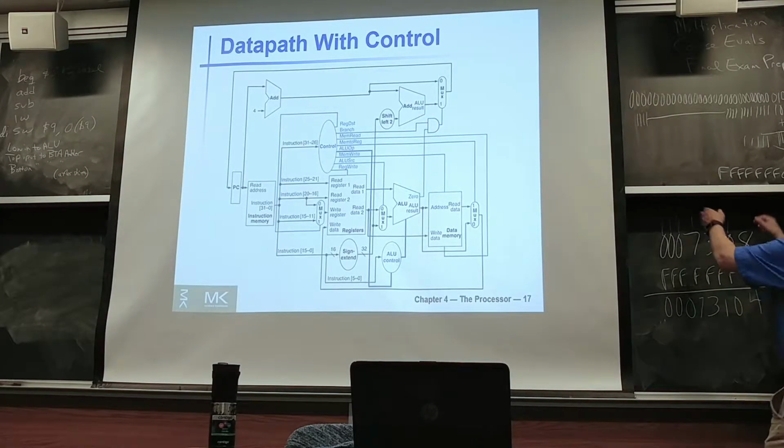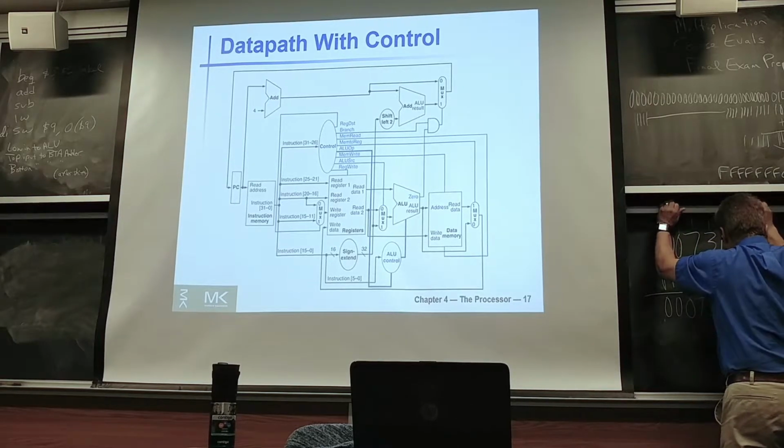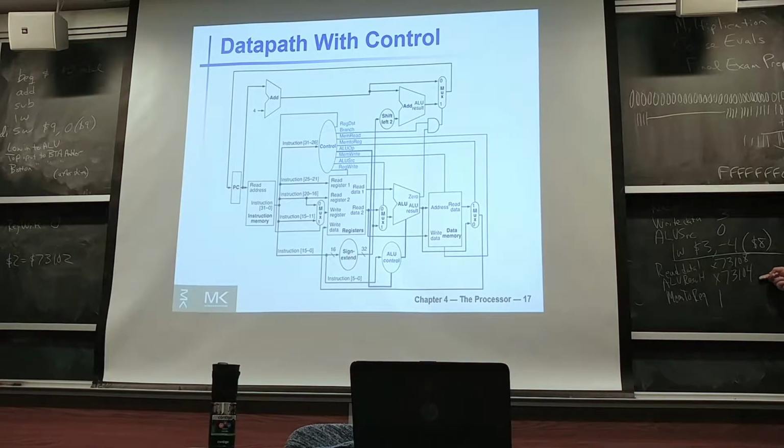I just wanted to break it down, so I wasn't sure if I was doing it the exact right way, going through the pipeline. Yeah. So, we actually figured it out with 73104. We didn't go through all the hex digits. We just said, okay, 73108 plus a -4.